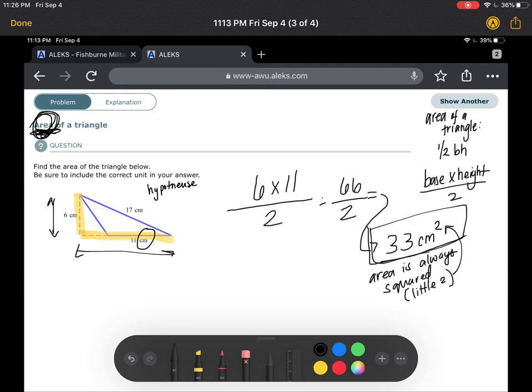That is all you really need to know how to do this question. If you guys need another example or need a little help on this one, let me know.